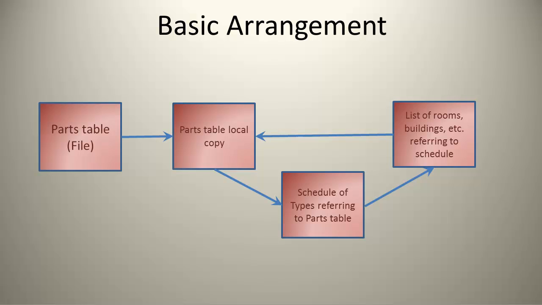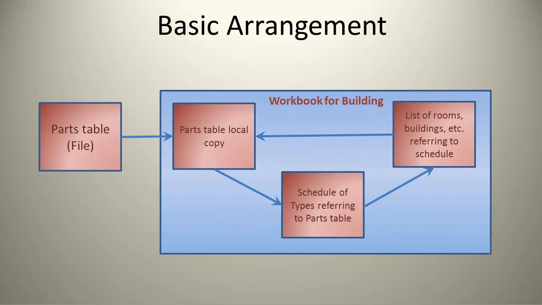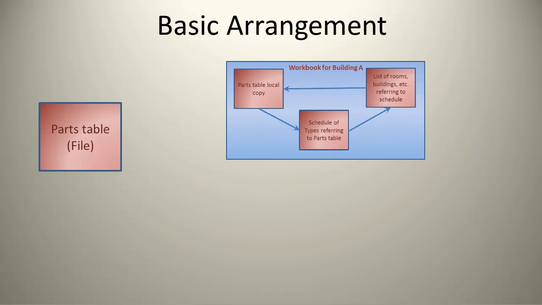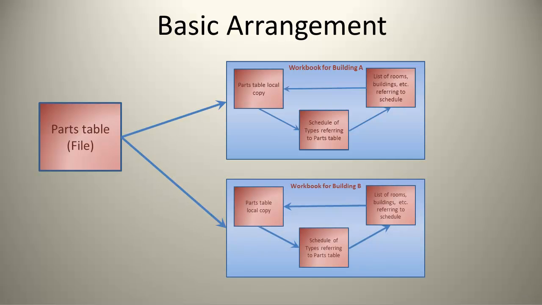Now, the parts table is an independent file, but the other three things that we're looking at all constitute worksheets within a workbook. If you were going to be doing lighting for buildings, you would have an individual workbook for each building. So we would have a workbook for building A and a workbook for building B, and the parts table would be accessed by both of them. The parts table is shared by multiple workbooks. So if somebody keeps that table up to date, then that information will be updated in all the workbooks that refer to it. That's basically the way that it works.